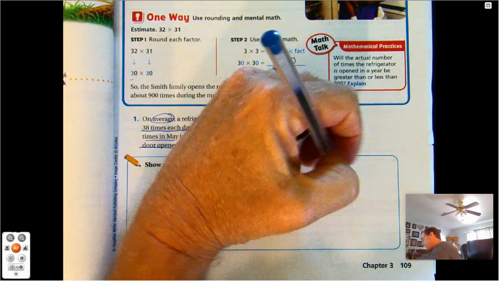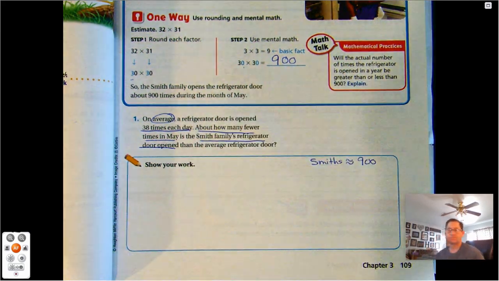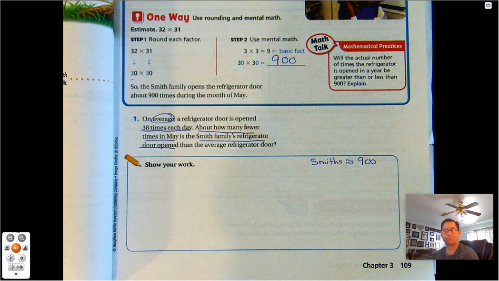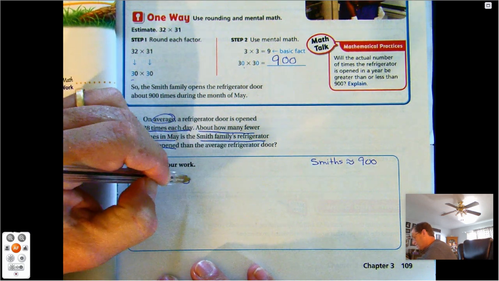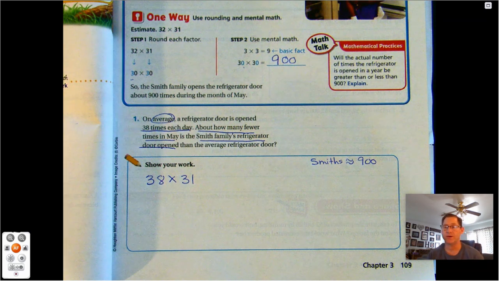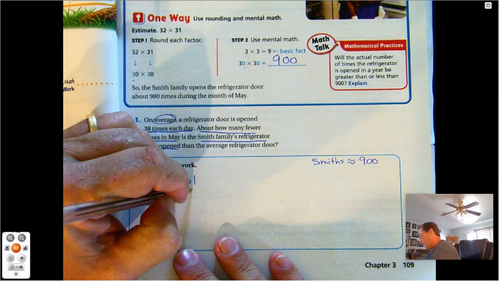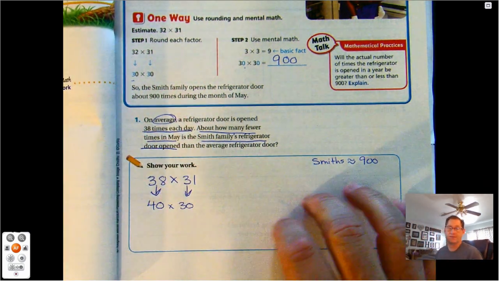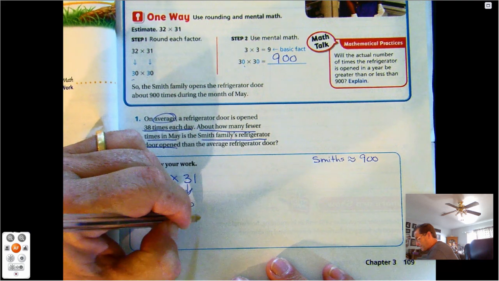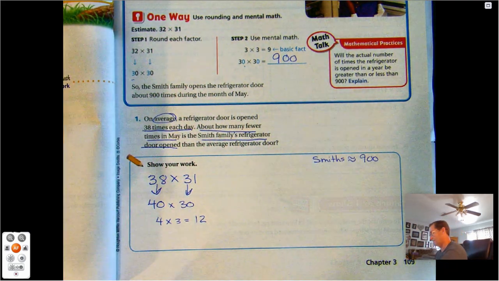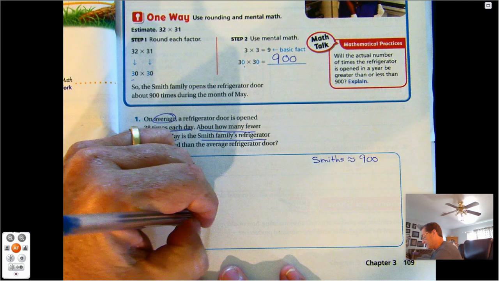Well, we know the Smiths are about 900. Okay, about 900. So let's figure out what the typical or average number of times a refrigerator door is opened. So 38, we know that's close to 40. We already said that 31 gets rounded down to 30. So now we would go 4 times 3. That's 12. That's the basic math fact, 4 times 3. There's a 0 in 40. There's a 0 in 30. So my answer is 1,200.